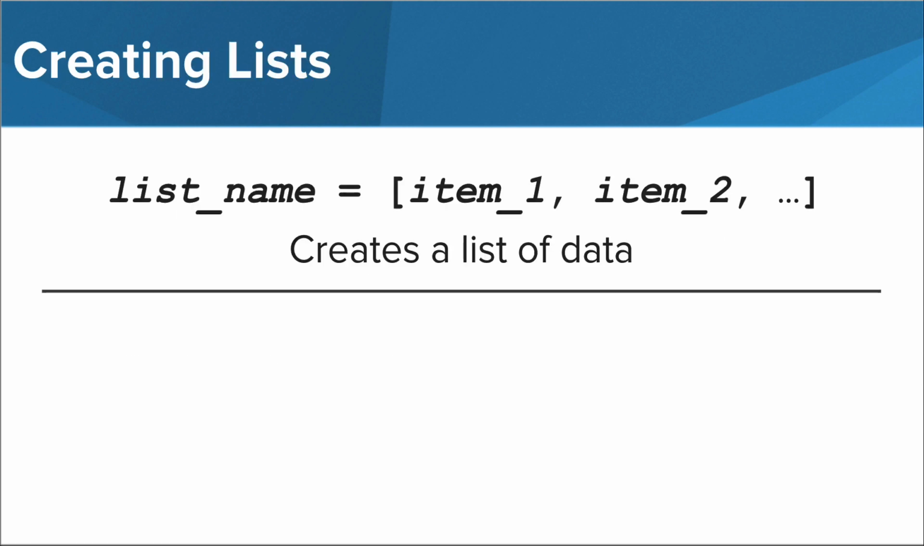To create a list, we surround the variables in square brackets, and we save that to a variable. We can have as many items as we want inside our list, as long as they are all separated by commas. So what kind of information can we put inside a list?